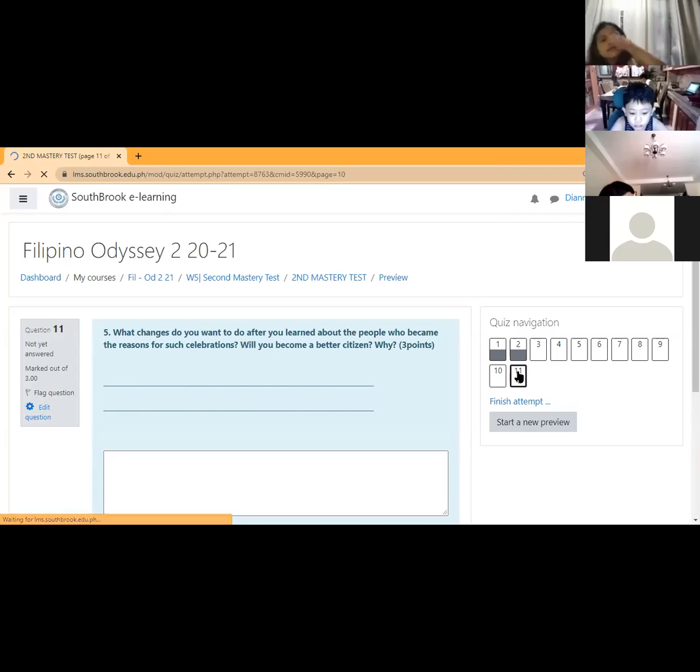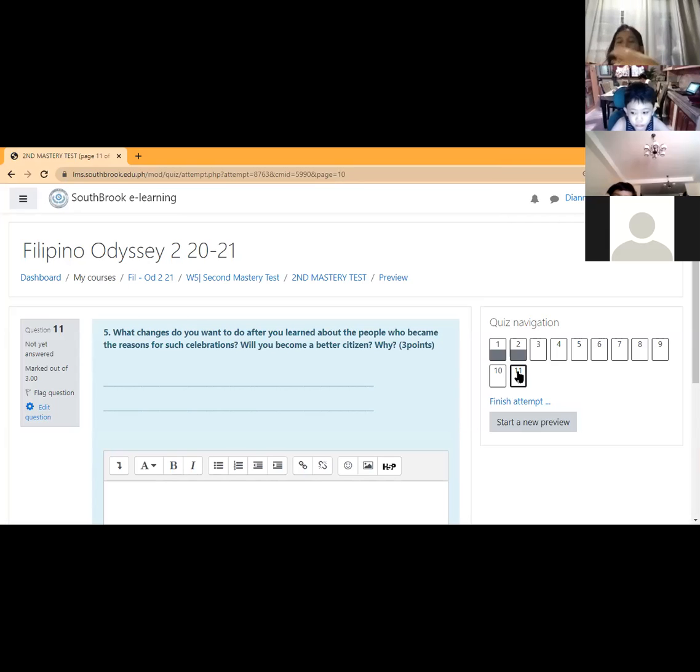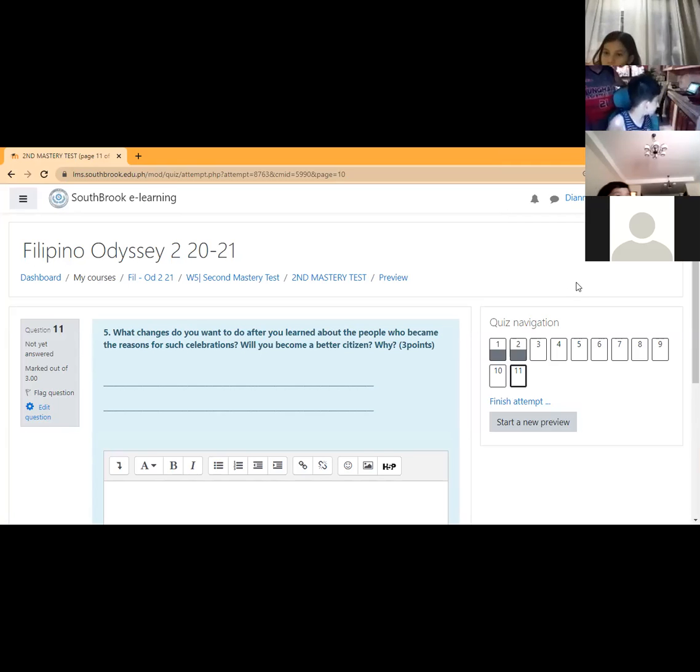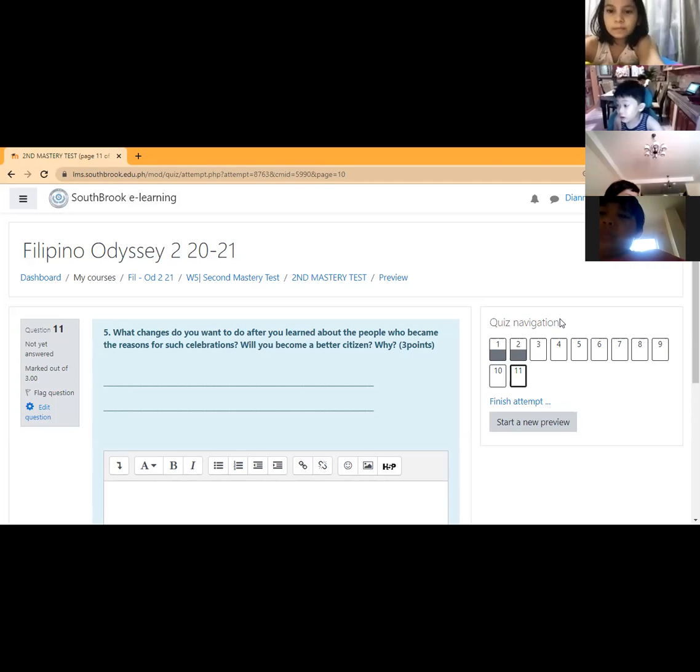Then number 11, the last number: what changes do you want to make after you learned about the people who became the reason for such celebration? What are the changes that you want to make after knowing the reason why we celebrate the civic celebration? Like, for example, what happened to Jose Rizal. Jose Rizal got executed for showing the abuse of the Spaniards to the Philippines.